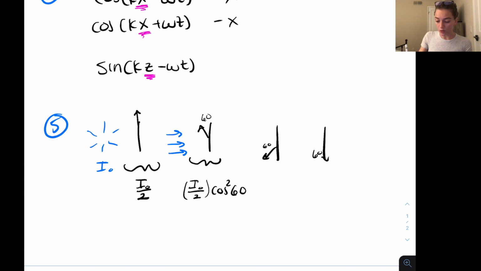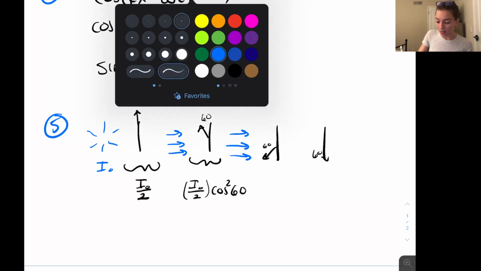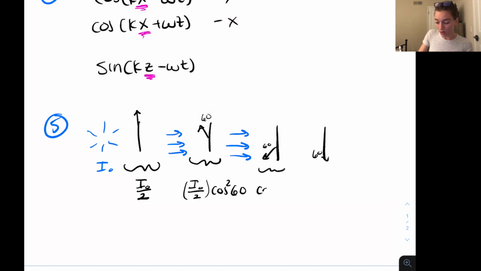Then when it goes through this filter, you're going to have the same thing, where now this is the intensity of this light after it's gone through 2 polarization filters. And then you're just going to have that other cosine squared 60. And then the same thing when you go through that final polarization filter, you're going to have another cosine squared 60. So your final answer will just be I naught over 2 times cosine squared 60, cosine squared 60, cosine squared 60, and that will be your final answer.